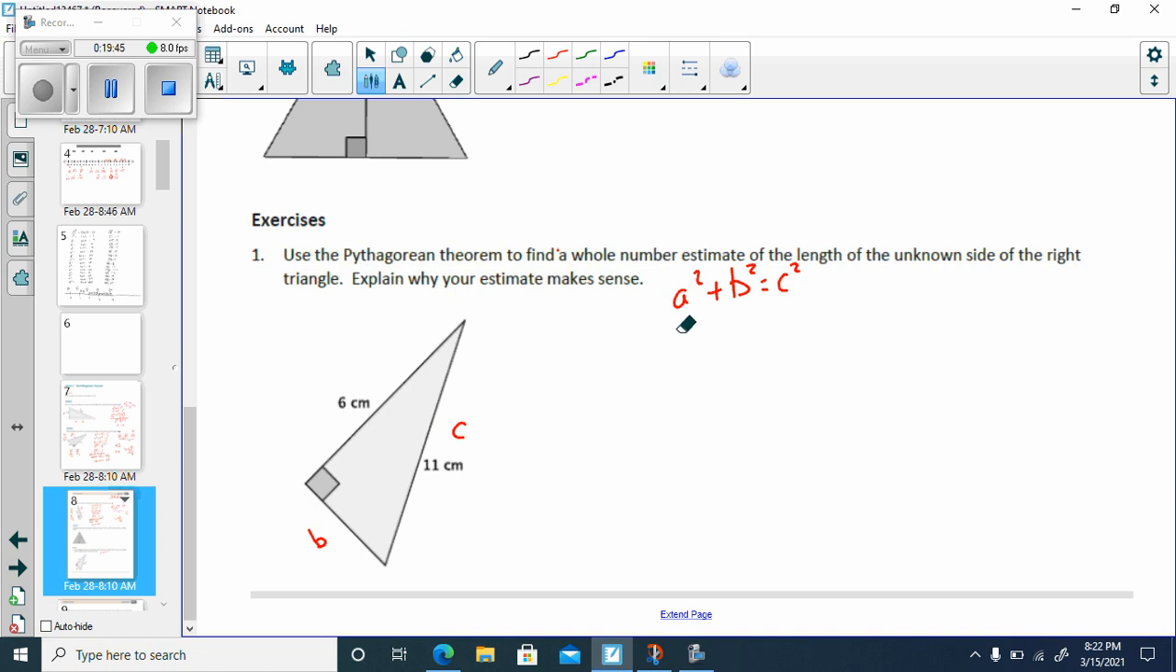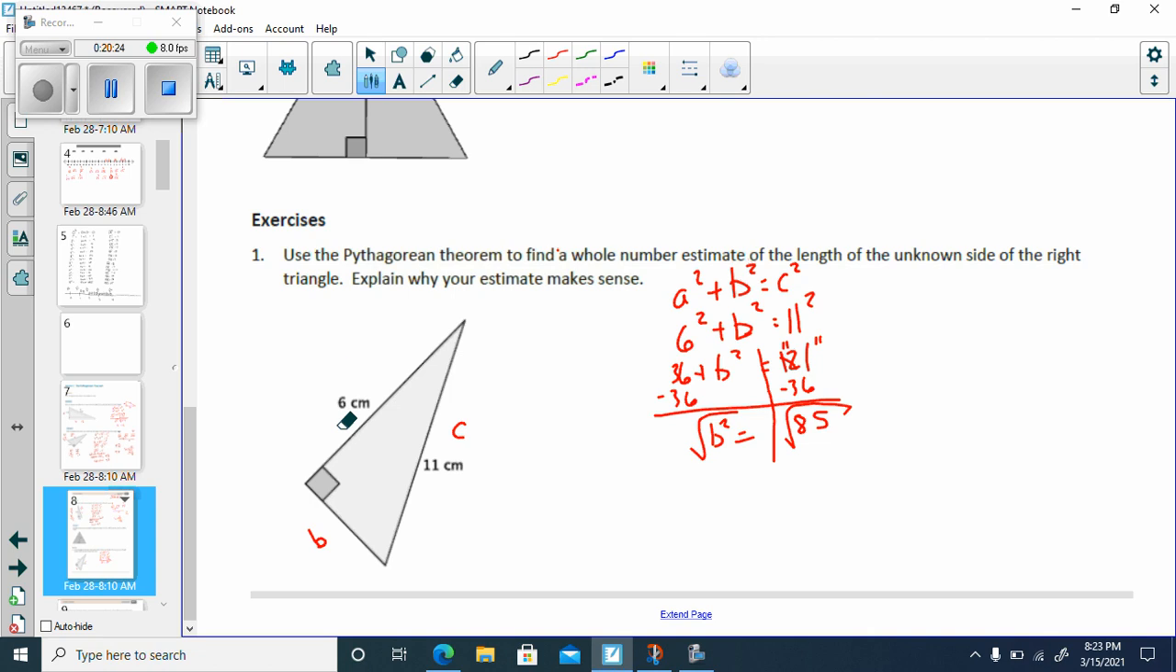My C is 11, so I could say 6 squared plus B squared is equal to 11 squared. 6 squared is 36, plus B squared is equal to 121. To get the b squared by itself, I need to subtract 36 from each side, right? Gives me b squared is equal to, I'm going to have to borrow one here, so this gives me 11, and that's 11. 11 minus 6 is 5, 11 minus 3 is 8. So b squared is equal to 85.